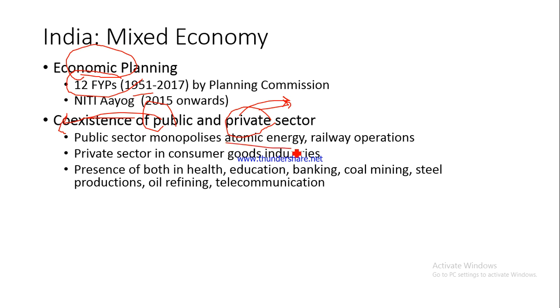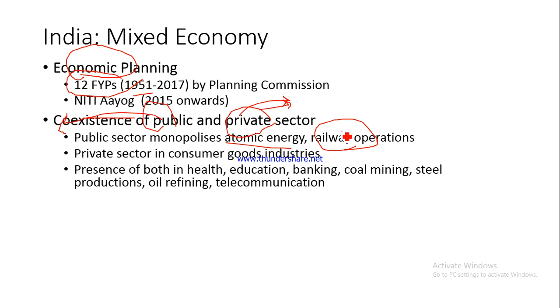For example, atomic energy. The production of atomic energy is done by only public sector organizations. It is not done by any private firm, any private organization, right? Again, as far as the operations of railways are concerned, we are not saying the building of railway wagons or railway coaches. We are not talking about that, or laying down the railway infrastructure, the railway track. We are talking about railway operations, running the trains. Now this is monopolized by the public sector.